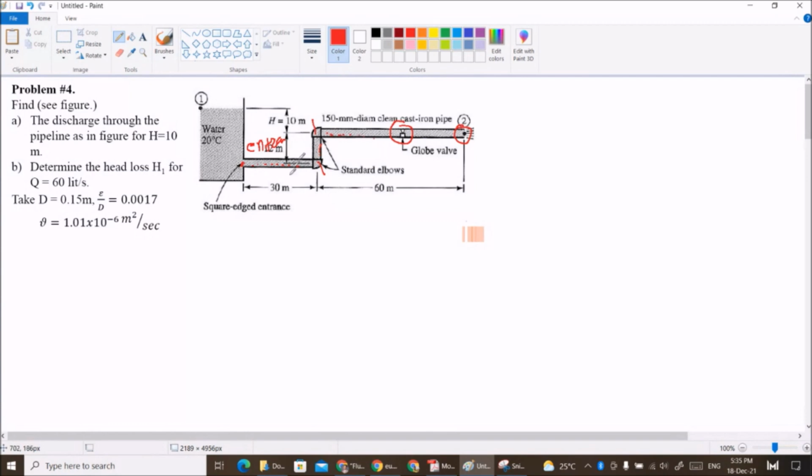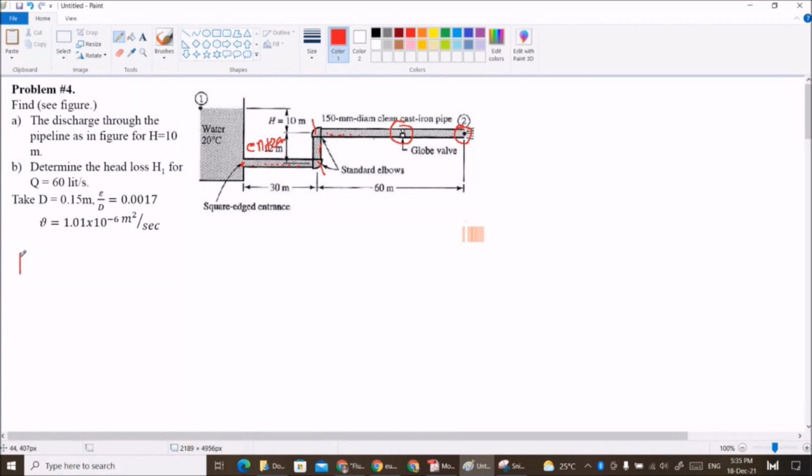This means there will be a head loss due to this sharp edge entrance, due to this 90-degree elbow, then again a 90-degree elbow, globe valve, exit, and the friction factor due to Darcy. So let us start. We'll write the first given data.